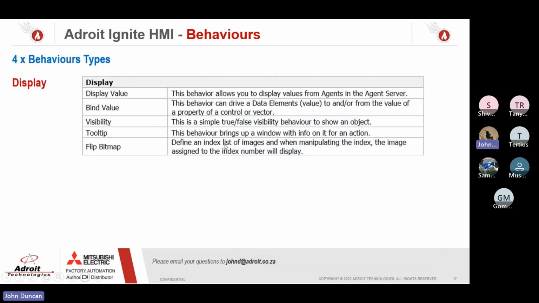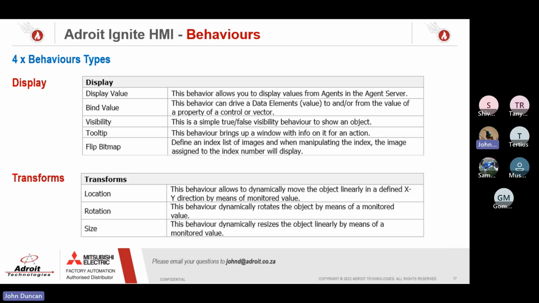And the different kinds of behaviors you get: display behaviors, where you can display values or visibility, so you can show them or hide them. You can display a tooltip. You can also transform them, so put them in various locations, or rotate them, or size them depending on the value.